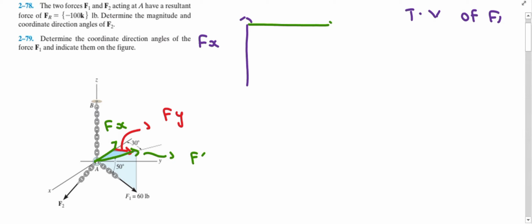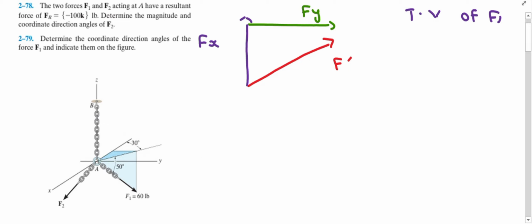So I take the top view of this diagram. This is our Fx, and this is basically the top view of the F1 diagram. This is our Fx length, this one right here is our Fy, and this one is our F prime. According to the question diagram, the angle between F prime and Fx is 30 degrees. So this angle right here is 30 degrees, and this angle is 90 degrees. So apply the sine theta and cos theta functions here.